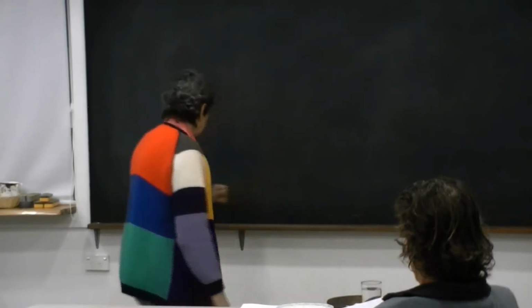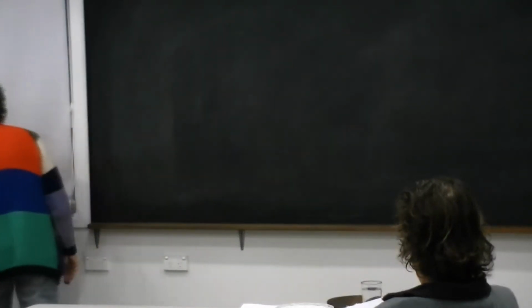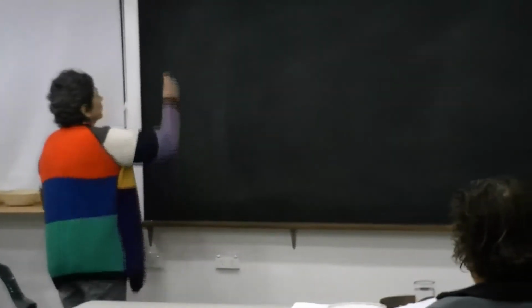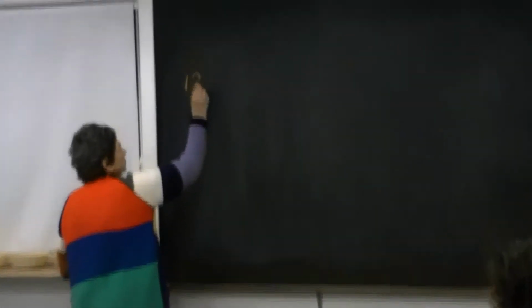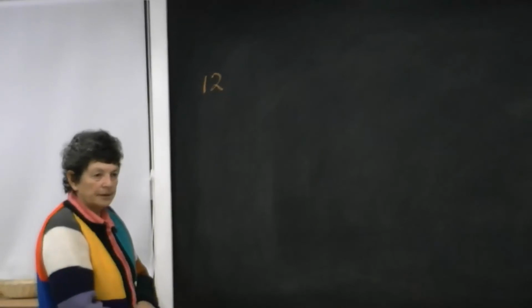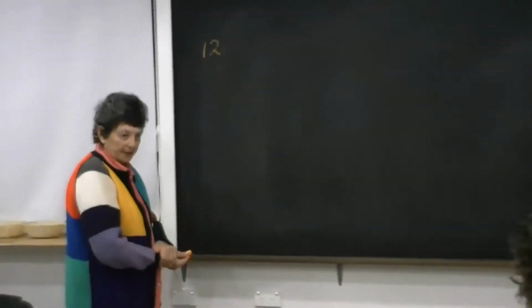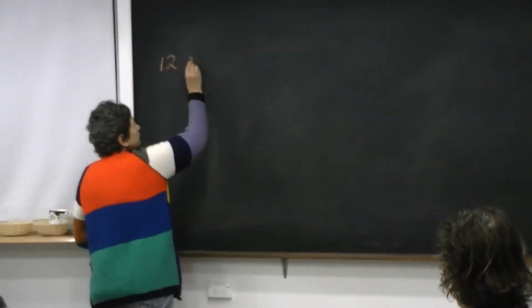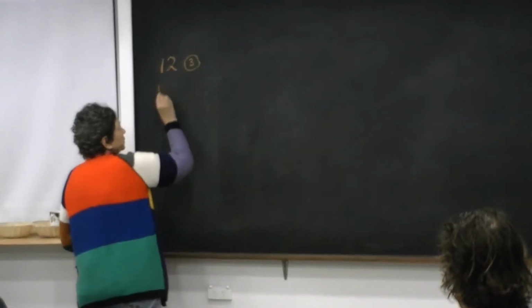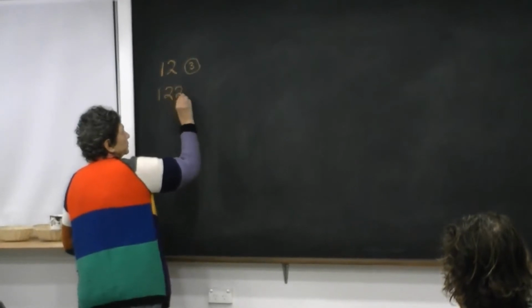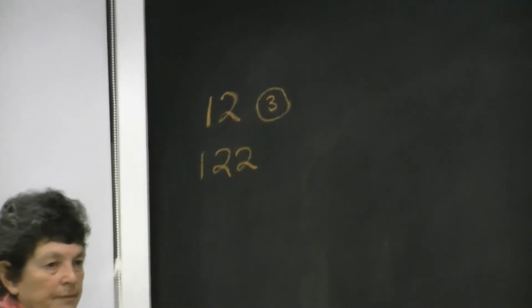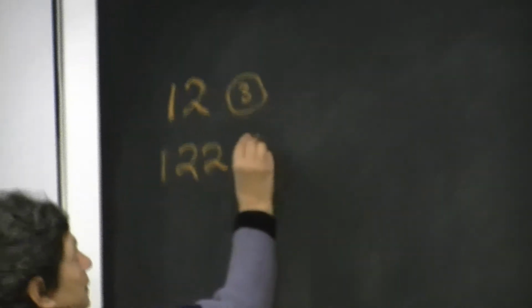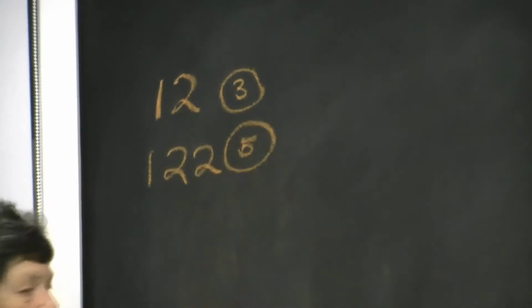So if we're looking at 12, and we want the digit sum of 12, what do we have to do? Add the digits together, and we get 3. So the digit sum of 12 is 3. What about the digit sum of 122? That's 5. The digit sum is 5. Do you see it doesn't matter how many digits we have?